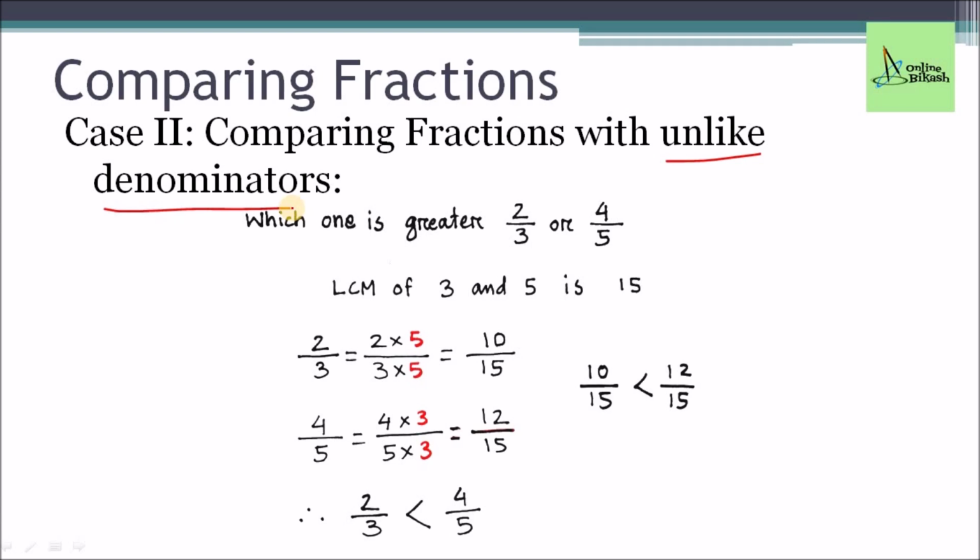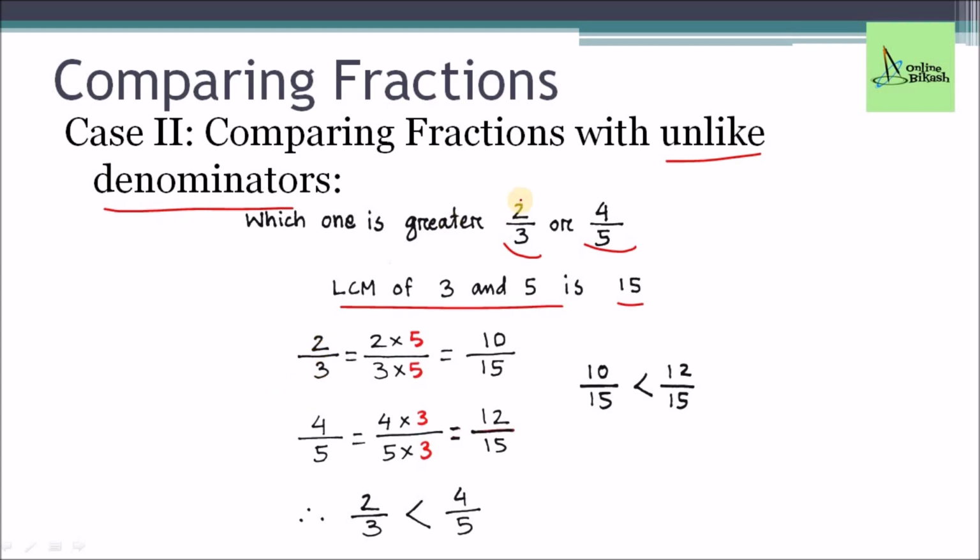Which one is greater, 2 by 3 or 4 by 5? In this case, the denominator here is 3 and here it is 5. At the very first, we will try to find out the LCM of 3 and 5. What is the LCM of 3 and 5? If you do not know how to find the LCM of certain numbers, you can check my video. I already have made a video on how to find LCM and HCF of 2 or more numbers. So LCM of 3 and 5 is what? 15. So what we will do, we will write 2 by 3 here.